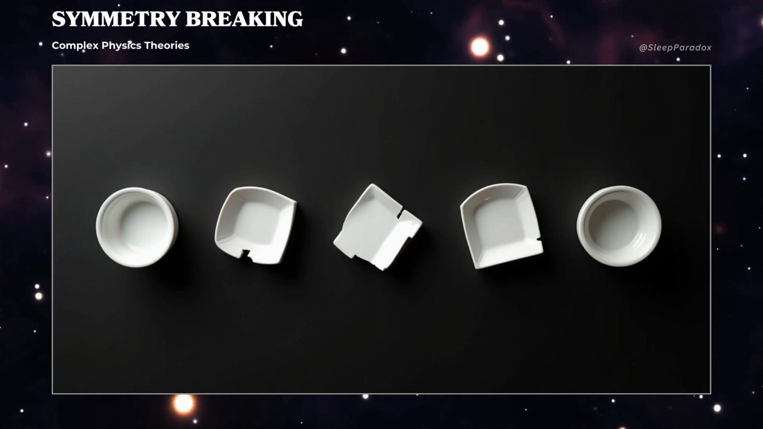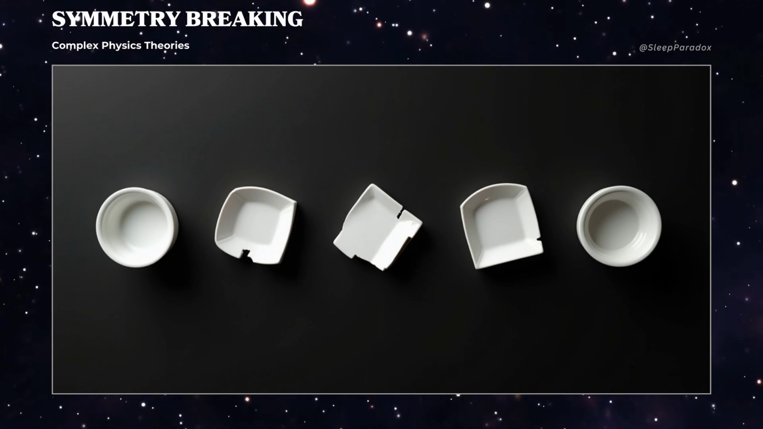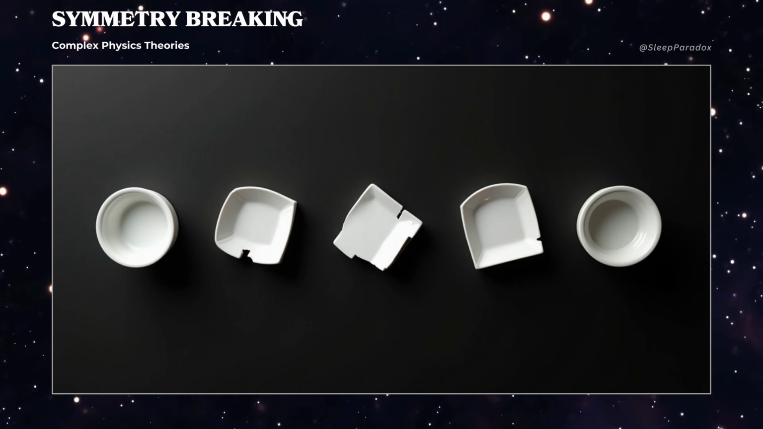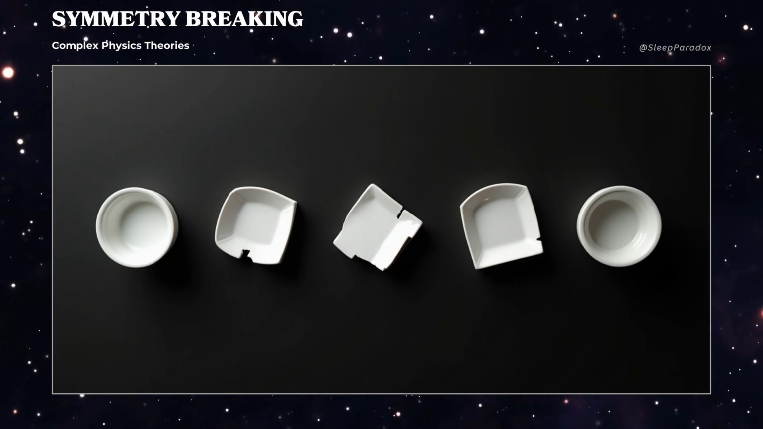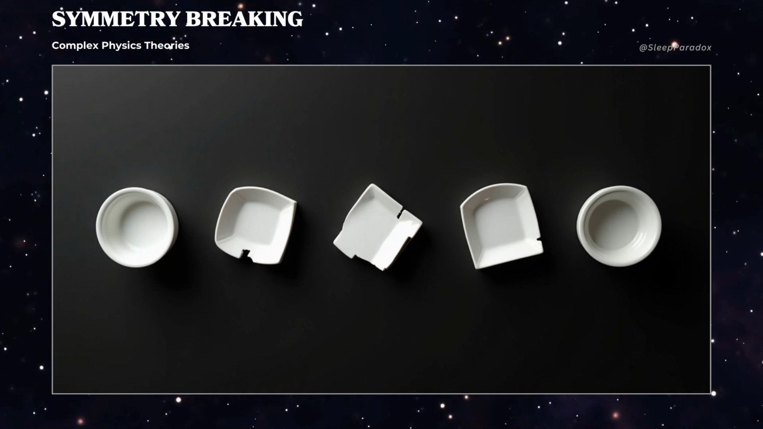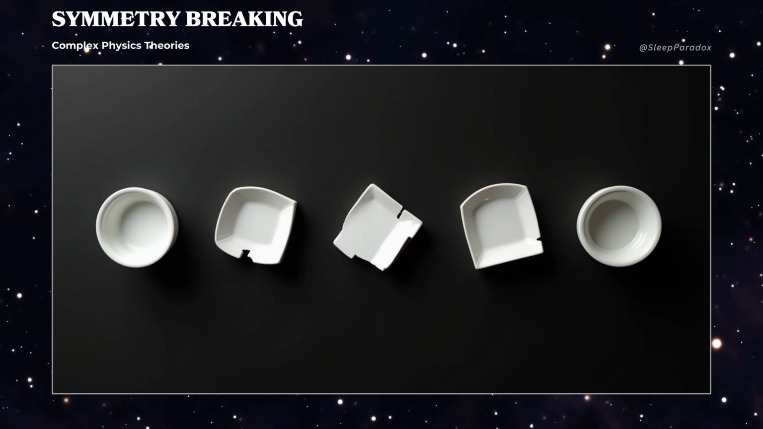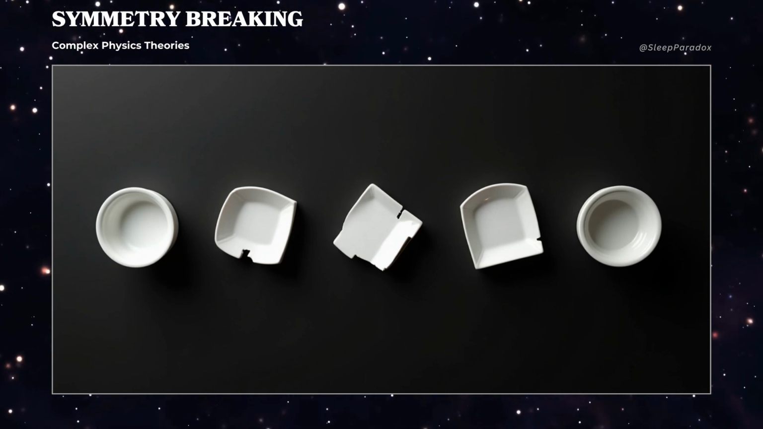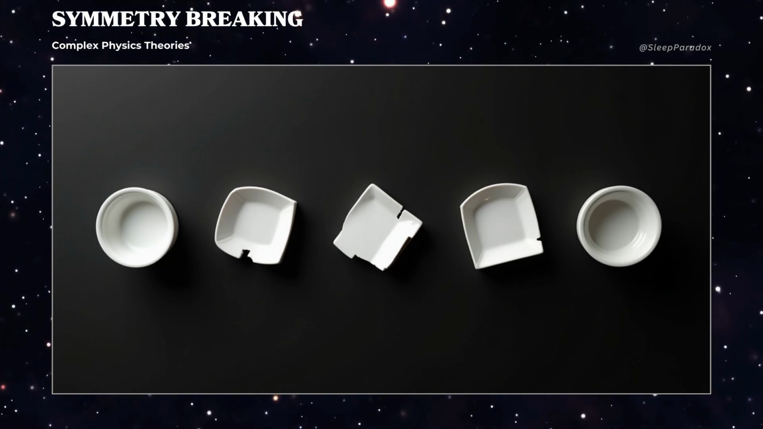In particle physics, symmetry breaking explains many of the differences we see among fundamental particles. For instance, in the early universe, just after the Big Bang, it's believed that all fundamental forces were unified, part of a single symmetrical force. But as the universe cooled and expanded, this symmetry broke. Forces that were once the same split into distinct forces: gravity, electromagnetism, the strong force, and the weak force.